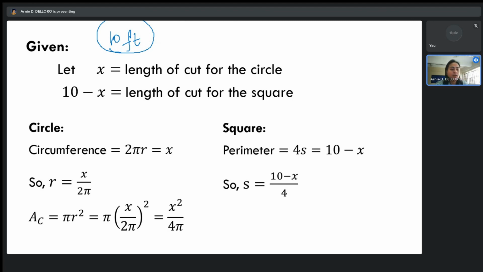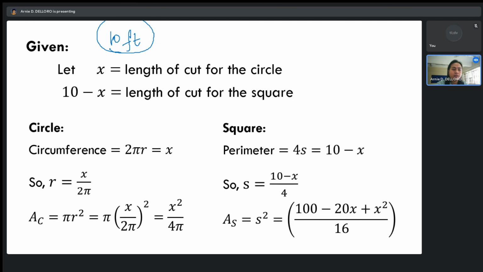And substituting the value of s to the formula of the area of the square, this will give us s squared equal to 10 minus x, 10 minus x, or 100 minus 20x plus x squared all over 16. In-expand na po, in-evaluate na yung s squared or yung 10 minus x all over 4 squared. Kaya ito yung naging sagot.